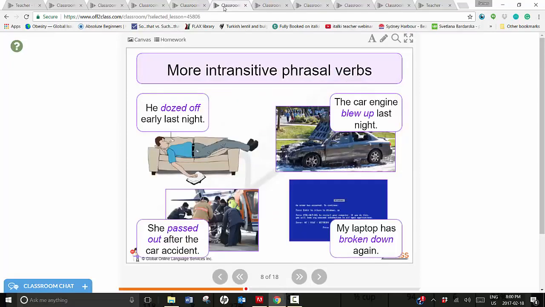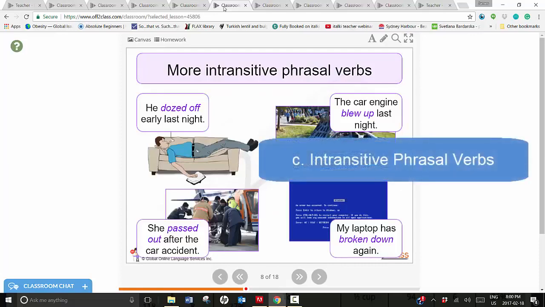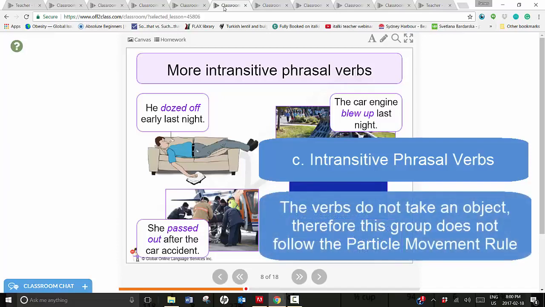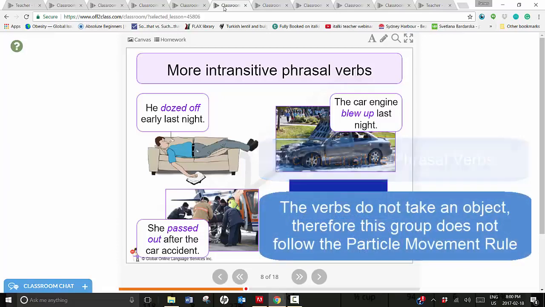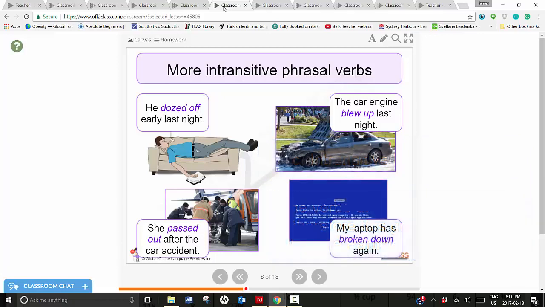A third and smaller group of phrasal verbs are the intransitive phrasal verbs. Four examples for you to see here. He dozed off early last night. There's no object in that sentence, therefore there is no reason to have to apply or think about the particle movement rule. There is another group called ergative verbs. It's not worth talking about them here. They're a small group, but we do go through them in after class and explain them in the same lesson in which we deal with intransitive phrasal verbs.